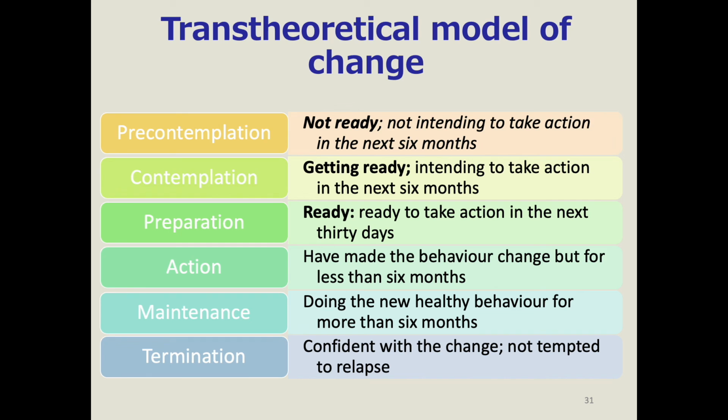In the pre-contemplation stage, the patients are not ready or not intending to take action in the next 6 months. And in the contemplation stage, they are getting ready and intending to take action in the next 6 months. And in the preparation stage, they are ready to take action in the next 30 days. In the action stage, they have made the behavior change, but for less than 6 months. In the maintenance stage, they are doing the new healthy behavior for more than 6 months. And in the termination phase, they are confident with the change and not tempted to relapse. This is a summary of the trans-theoretical model.